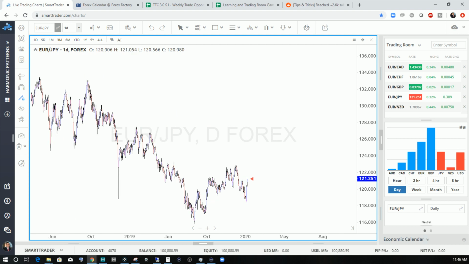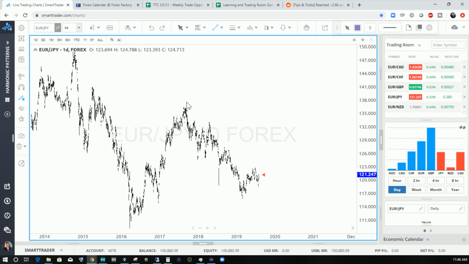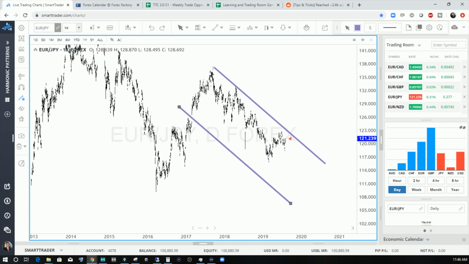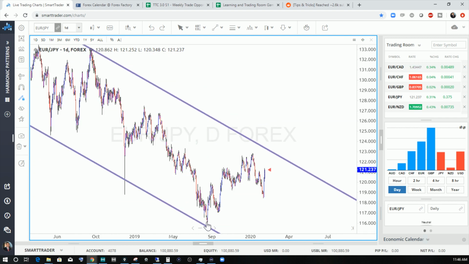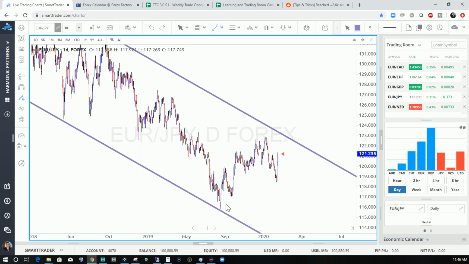EURJPY, let's go to this one. Now, on EURJPY, I'm going to once again just pick up this last trend right here. And this is what it looks like. All right, so we've actually come off support right here. It's gotten very close to the resistance. And we've actually broken through a trend line right here. So we've broken through the short-term channel right there.